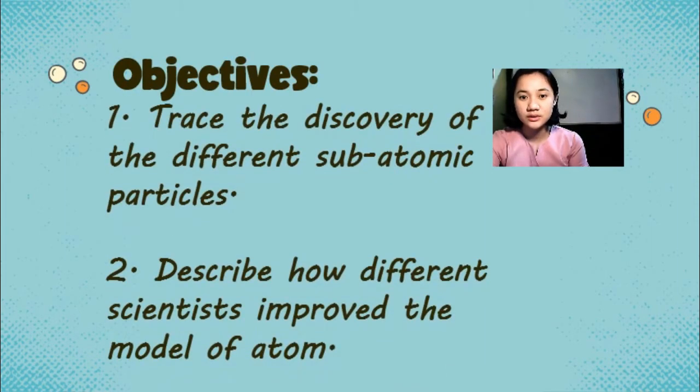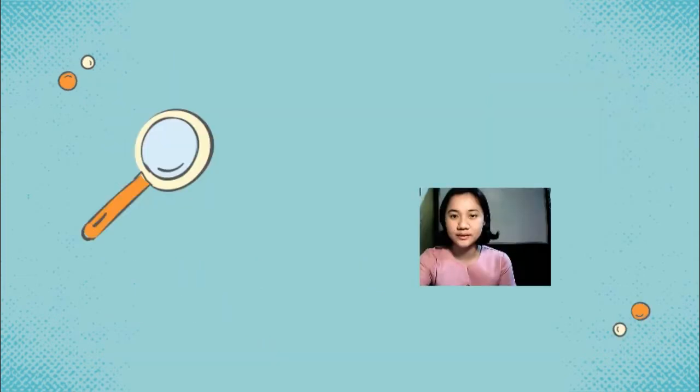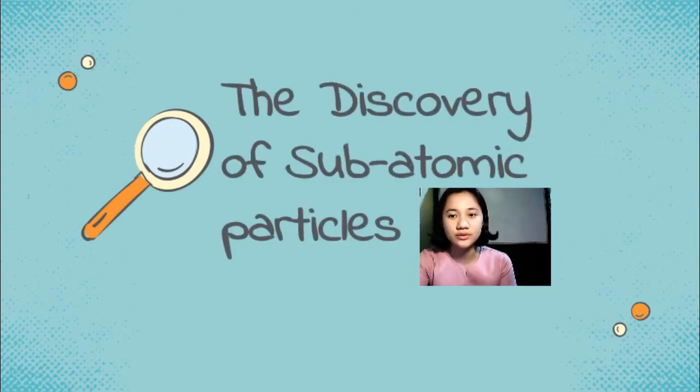For today's learning objectives, first we will trace the discovery of the different subatomic particles and describe how different scientists improve the model of atom. So after John Dalton, the scientists never stopped exploring the existence of atom that leads to the discovery of the different subatomic particles.